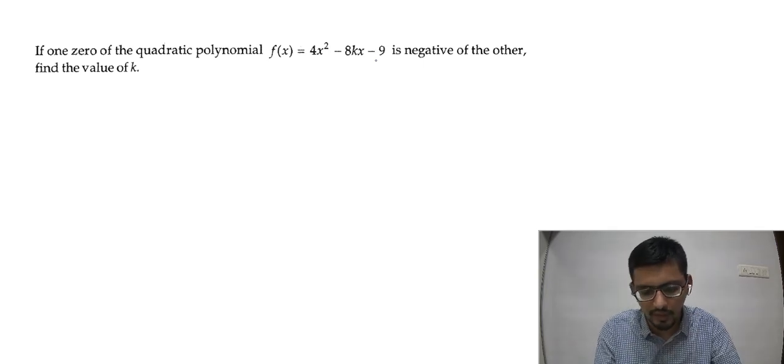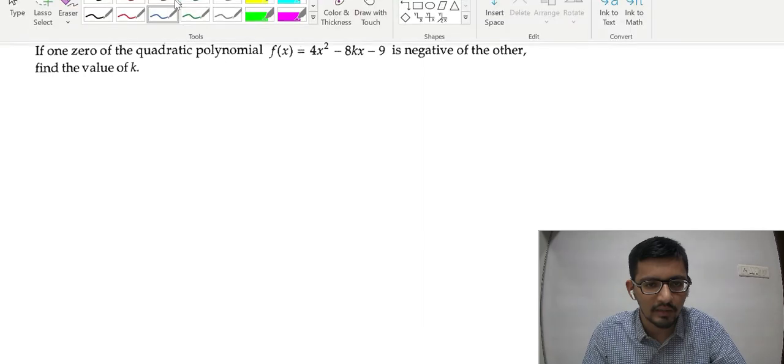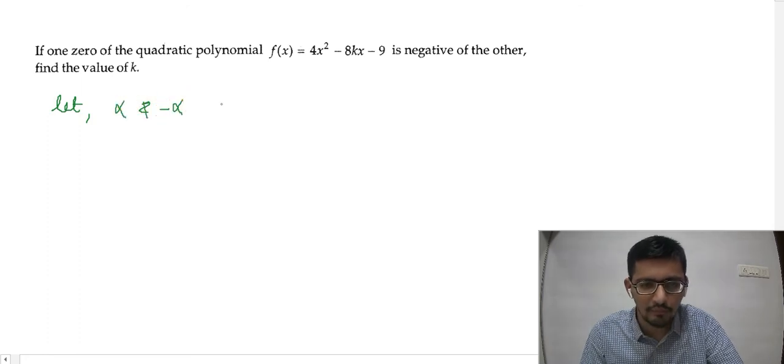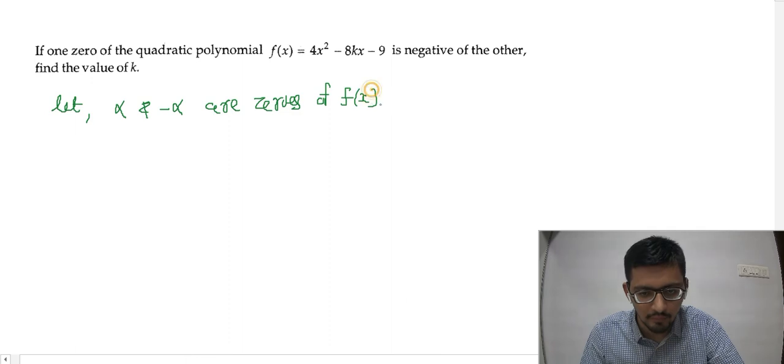Assume one zero is alpha. So the other zero will be what? The negative alpha, right? If one is alpha, the other will be negative alpha, like the exception you can do. So what I will write here: as per the question, they're telling one zero is a negative of the other. I will write, let alpha and minus alpha be zeros of the polynomial given here, f of x.